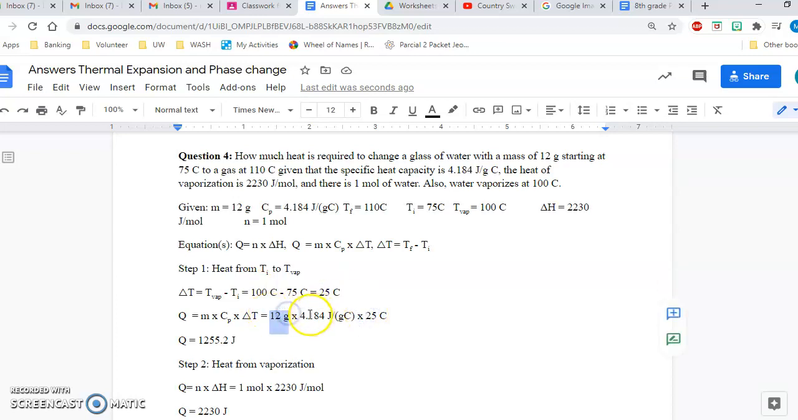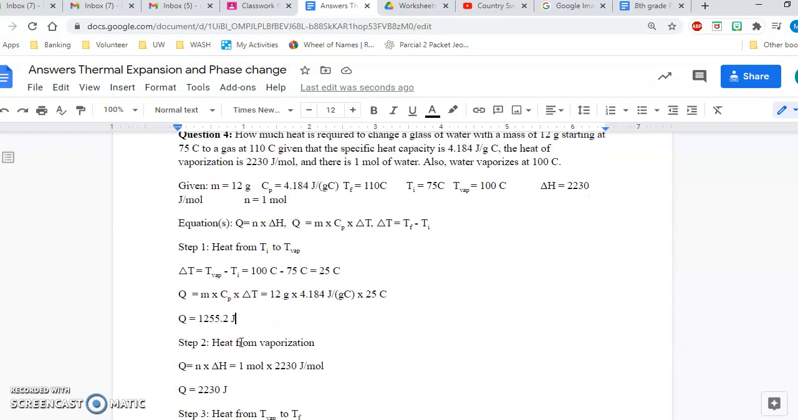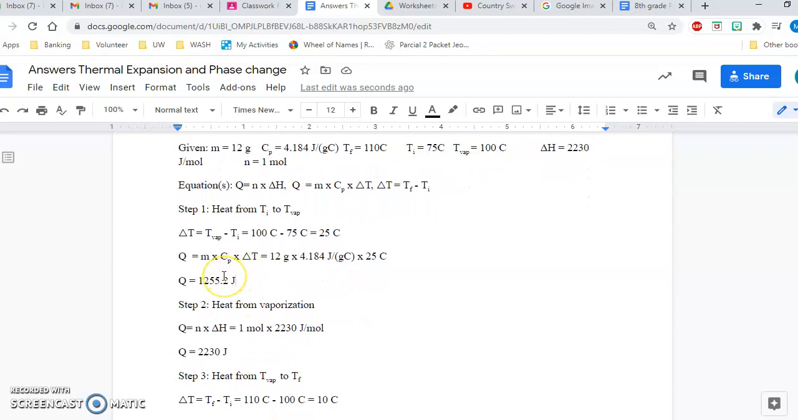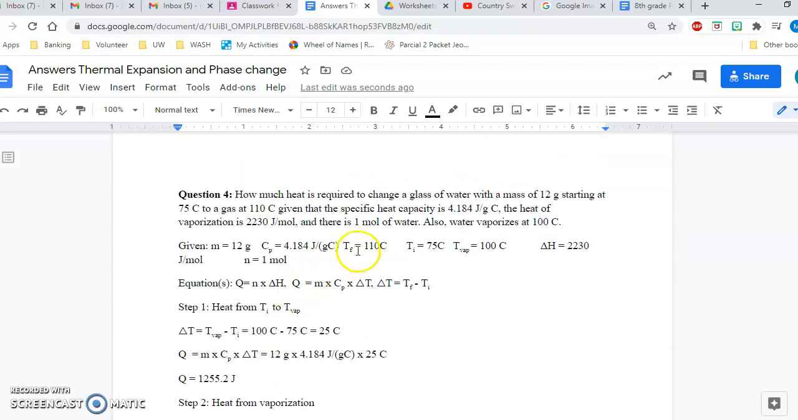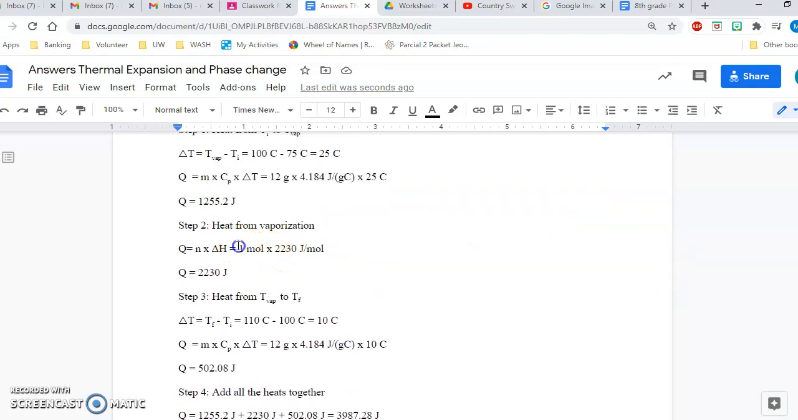We're going to use 12 and 4.184 for our mass and our Cp. And then we multiply them to get 1,255.2. For our step 2, all we're going to use is Q is equal to N times delta H. So all we have to do is look at our delta H and our N and multiply them together. So we're going to do 1 mole times 2,230 joules per mole. And luckily, because it's times 1, it's really just itself. So we have 2,230 joules.